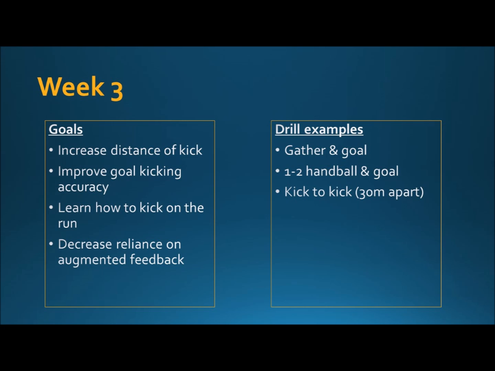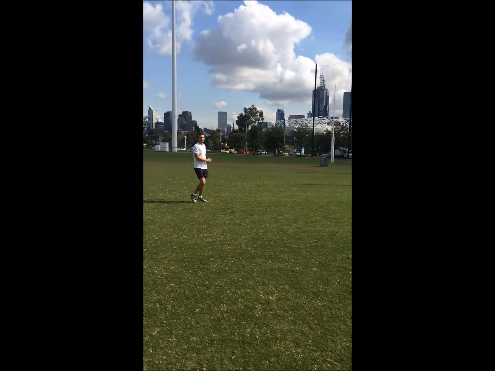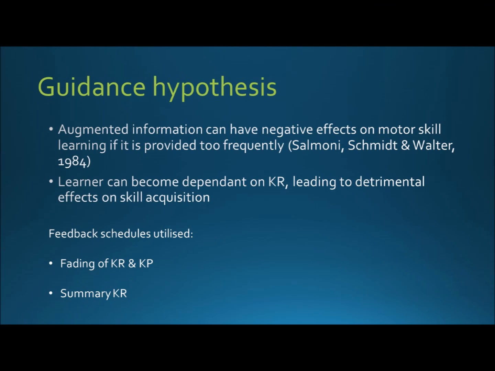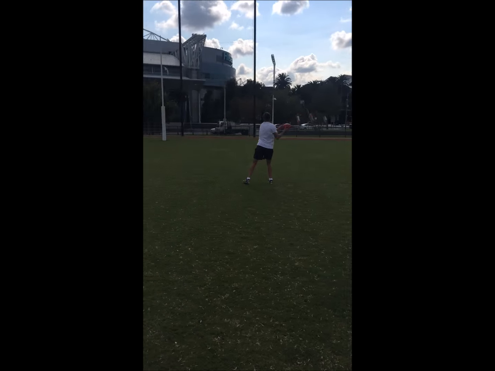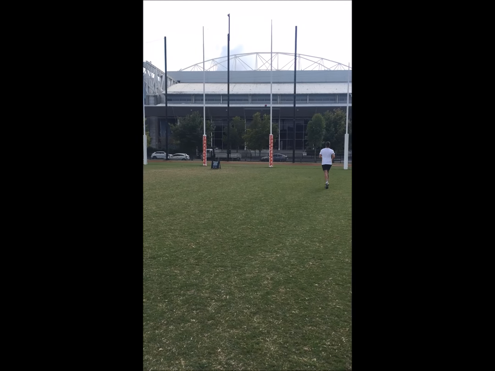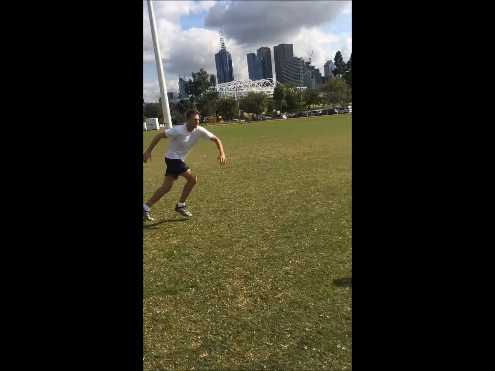In the third week of the program, the learner should be focused on improving the accuracy of their kick, as well as learning how to kick on the run. Too much feedback on performance can often be detrimental for a new learner, as they can become reliant on receiving feedback. In week 3, less feedback will be given to the learner, encouraging them to correct their own errors. In week 4, the learner should be trying to make less errors while being exposed to match-like situations, such as having a defender on your tail.